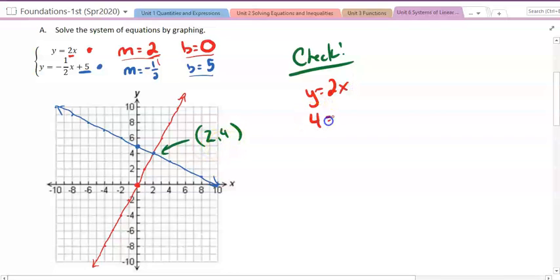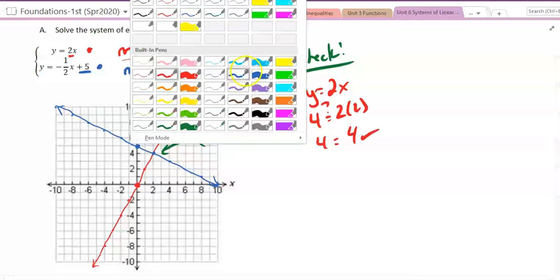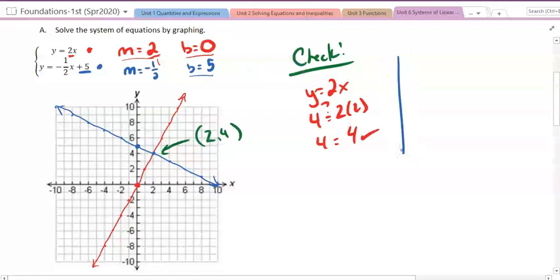And so I'm going to get that 4. Is that equal to 2 times 2? And of course, 4 is equal to 4. So it checks for that one. But I've also got to check it for the blue line, because remember, for a system, it has to work for all of the equations, not just one.